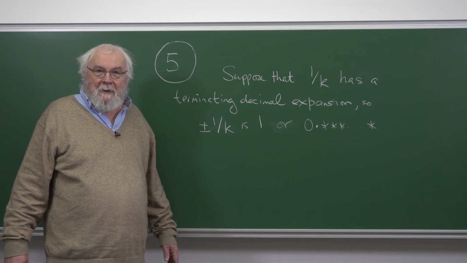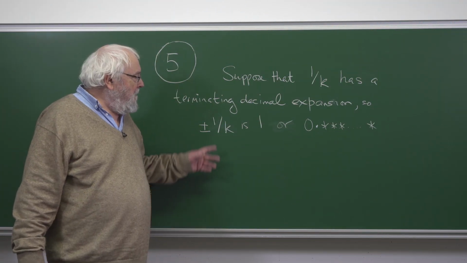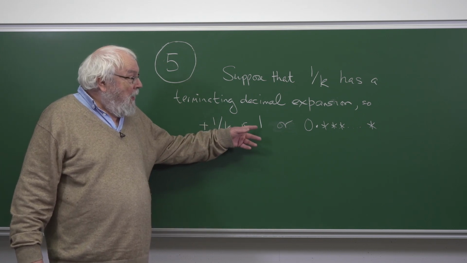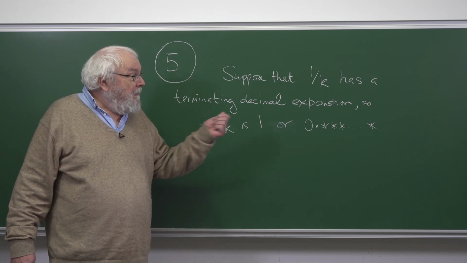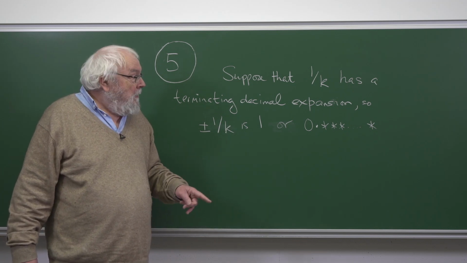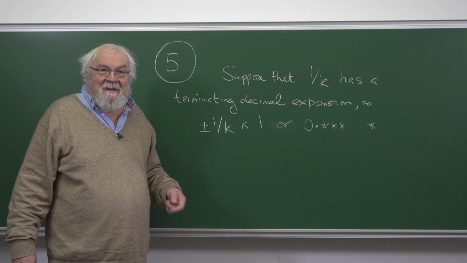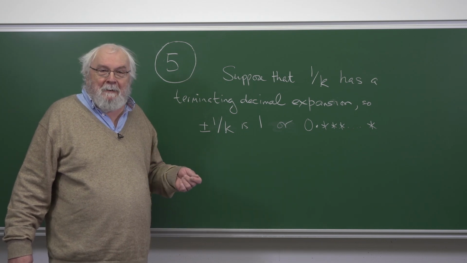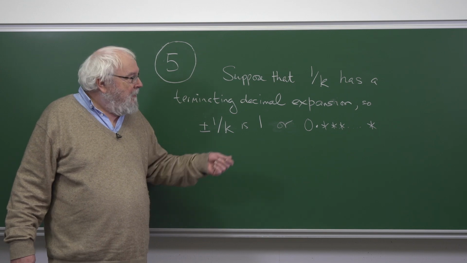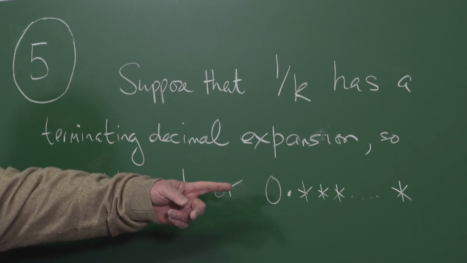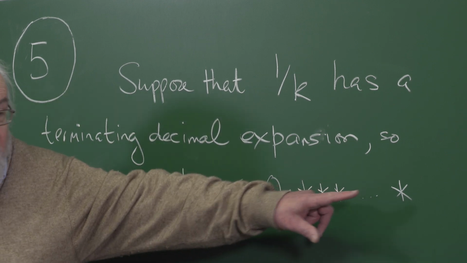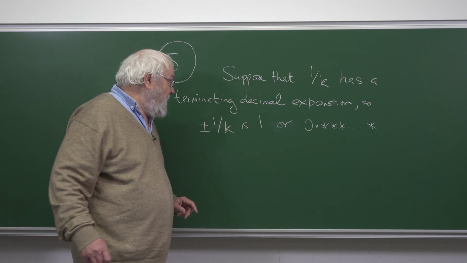Now let's look at the situation the other way around. We suppose that plus or minus 1 over k, to make it positive, is either 1 or 0 point, and then a finite number of decimals, and then it stops. Well, as you know, if you multiply a decimal expansion by 10, you move the decimal point 1 to the right. So if we multiply this by a suitable power of 10, we can move this decimal point over here and turn it into an integer.